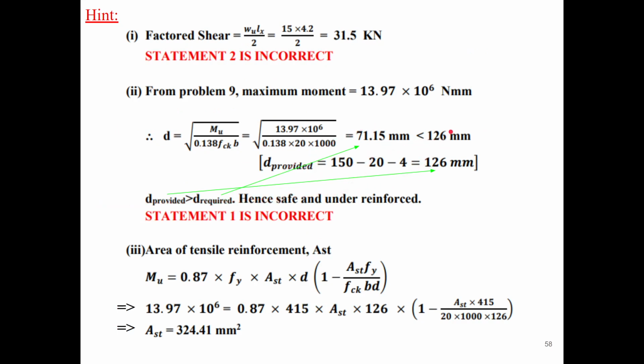But we have provided 126 millimeter, right? So definitely we have provided more concrete depth, so the section will be under reinforced. Okay, so it is safe, and under reinforced is an ideal design. We should always design for under reinforced.